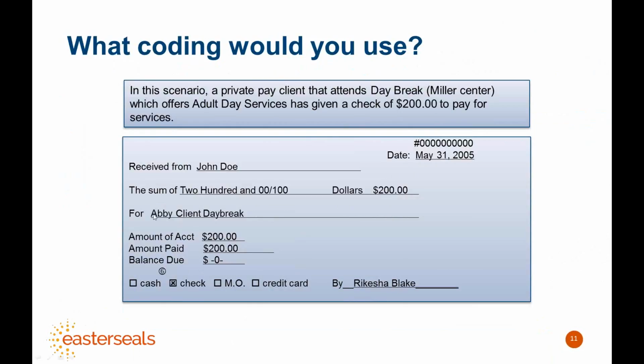So on here it has Abby, client, Daybreak. So that's what we would see. I'm going to give you a moment to try and code this receipt based on the information received. You can refer to the documents that you were instructed to print at the beginning of the training, and you'll need the general ledger account sheet, and you'll also need the location service code sheet as a reference. So, go ahead and pause the video and see if you can figure out what coding you would use for this receipt.